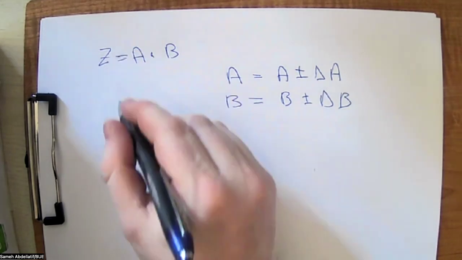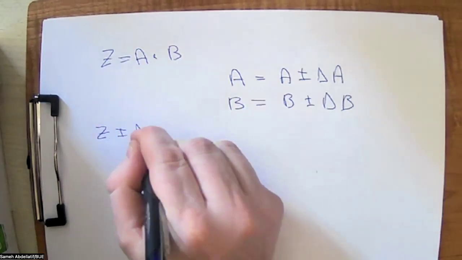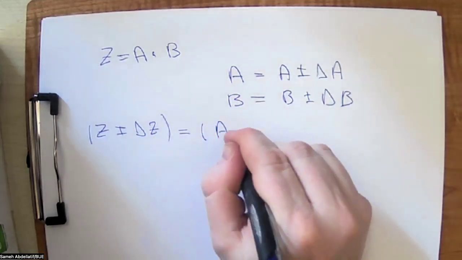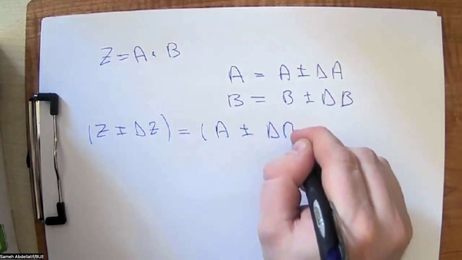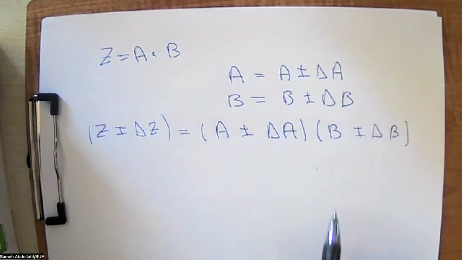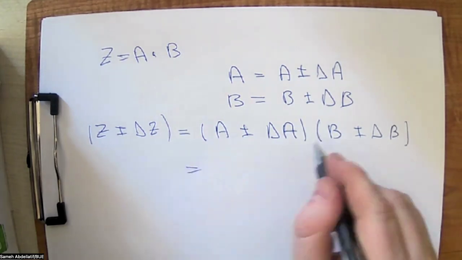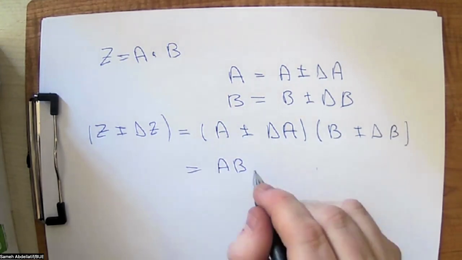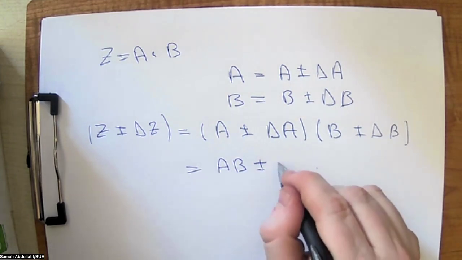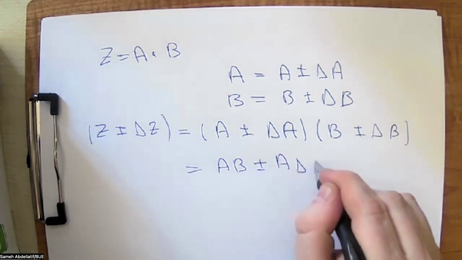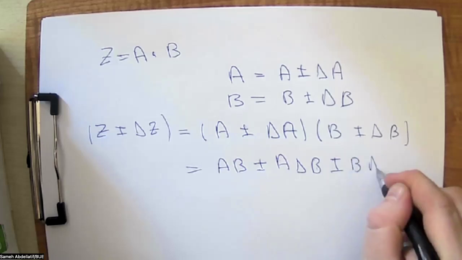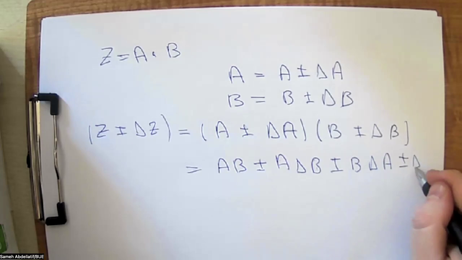So what you are going to do, simply, you will say that Z plus minus delta Z equals A plus minus delta A times B plus minus delta B. Now we can multiply these two brackets together, getting AB plus minus A delta B plus minus B delta A plus minus delta A delta B.